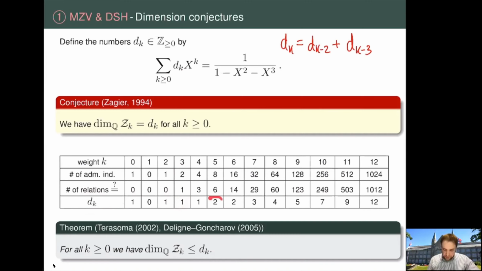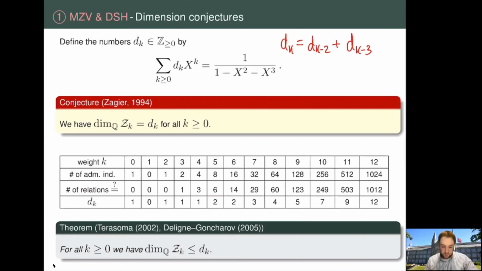And here in weight 5, the conjectured dimension is 2, and we have 8 possible multiple zeta values. So we expect that there are 6 independent relations. But even though we can give an upper bound by just proving some relations, we actually cannot prove lower bounds. So we cannot prove that this is 2. And in fact, we cannot prove for any weight that the lower bound is better than 1.